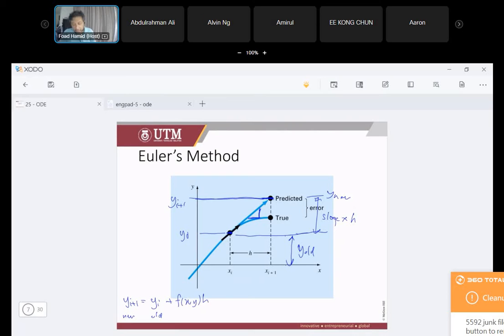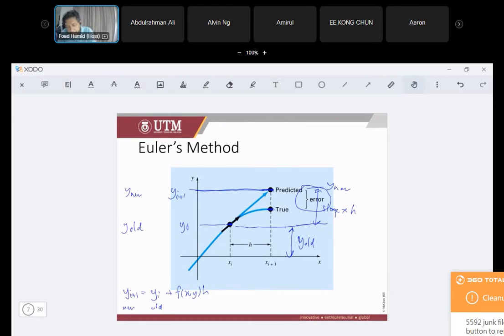So we have old y and new y. Note that our true value is here, and the difference between the predicted and the true value is our error, just like it's written here. This is the issue here. But I hope you can see that if I make h smaller, for example, I make my h smaller here.